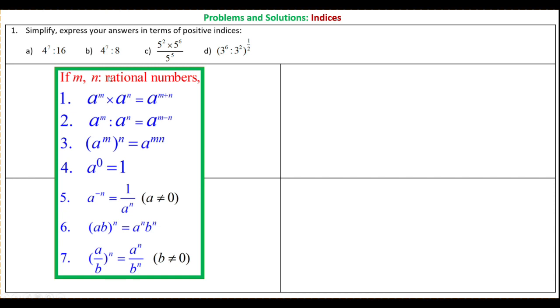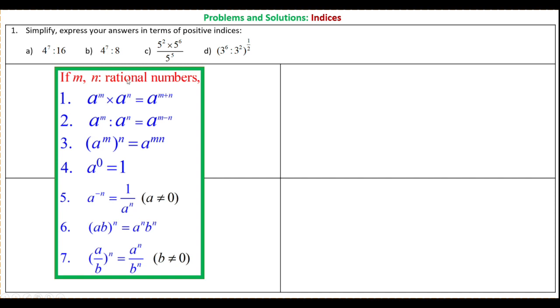So now this is the first 7 of the index laws. Now we can update m and n to be rational numbers. Rational numbers include integers. Rational numbers are numbers that can be expressed as a fraction. So for example, if m is an integer and n is an integer, m divided by n is what we call a rational number. For example, 2 over 3, where 2 is an integer and 3 is a positive integer. So 2 over 3 is a rational number.